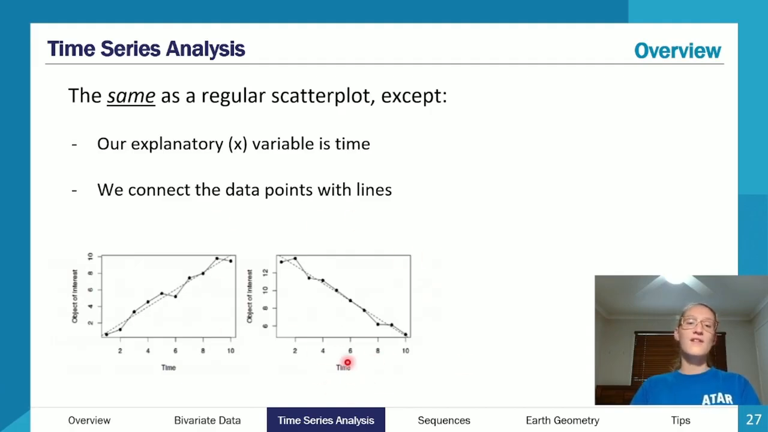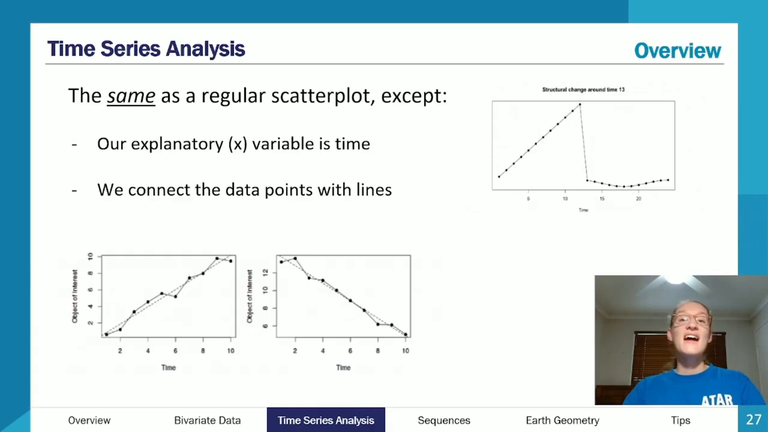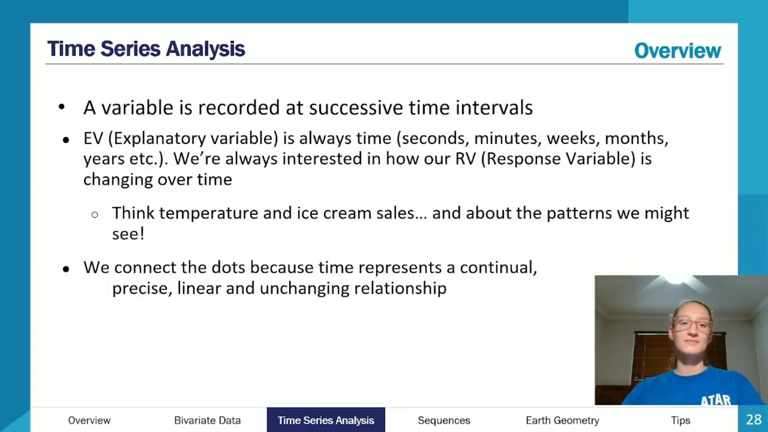So it's quite similar to a scatter plot. We've got our explanatory variable along the bottom, always going to be time, our response variable on our y-axis, and then we just plot our points like normal. We connect them. We can even add a least squares regression line. So there are a lot of similarities there, which is quite helpful. And there's another example of a time series plot just there.